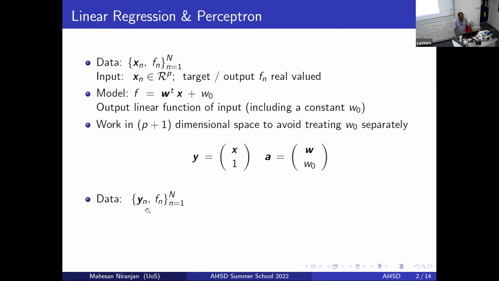And our model now is going to be data given as y as input and f as target. And the model is going to be y transpose a. Instead of w transpose x plus w0, all we have done is move from p dimensions, in which I needed a slope and an offset, to absorbing the offset and calling it something happening in p plus 1 dimensions.